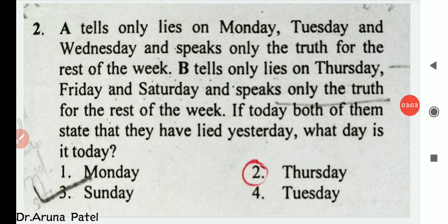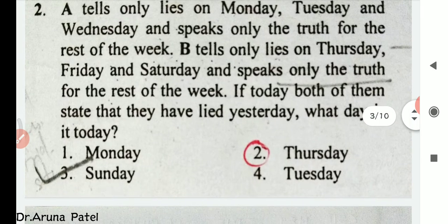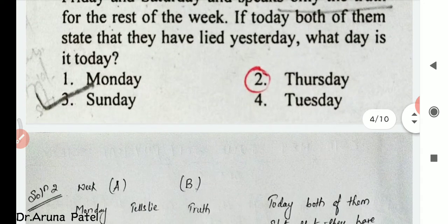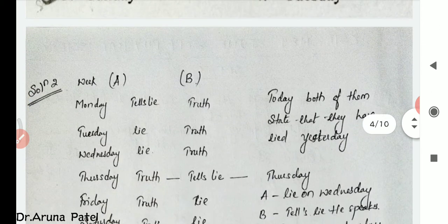Now the second question is: A tells lies only on Monday, Tuesday, and Wednesday, and speaks only the truth for the rest of the week. B tells lies only on Thursday, Friday, and Saturday, and speaks only the truth for the rest of the week. If today both of them state that they have lied yesterday, what day is it today? So we have to see the solution here.